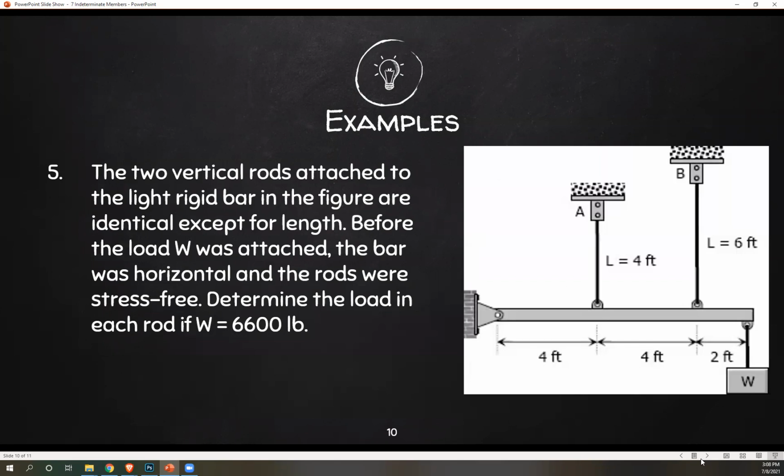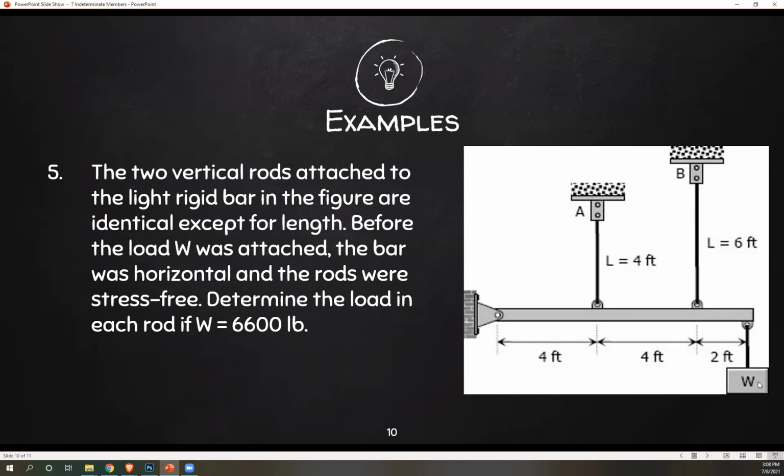So the 2 vertical rods attached to the light rigid bar in the figure are identical except for length. Before the load W was attached, the bar was horizontal and the rods were stress-free. Determine the load in each rod if W equals 6,600 pounds.